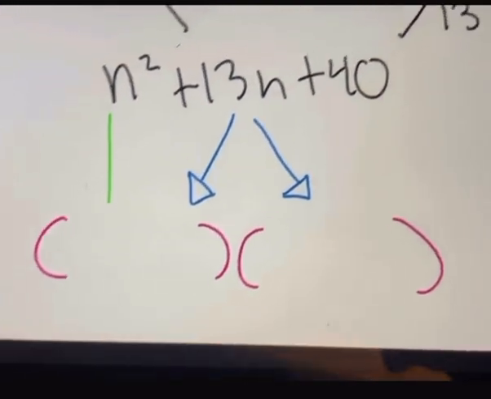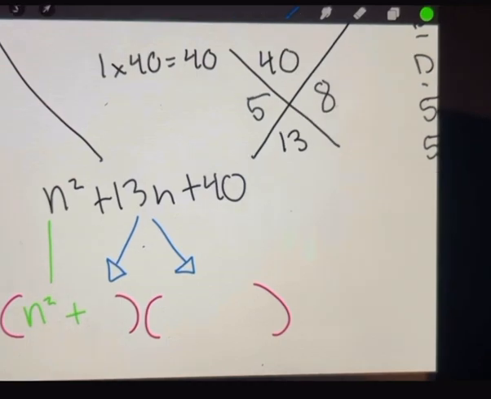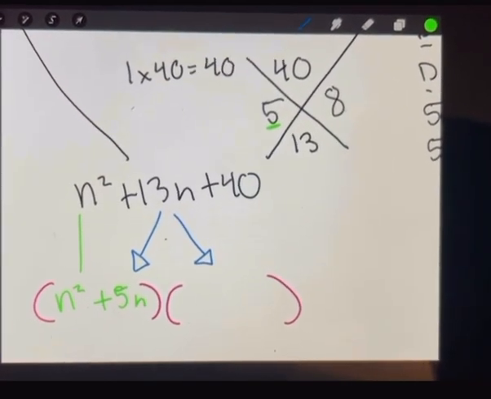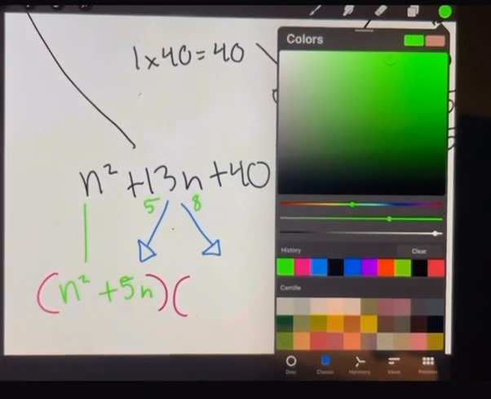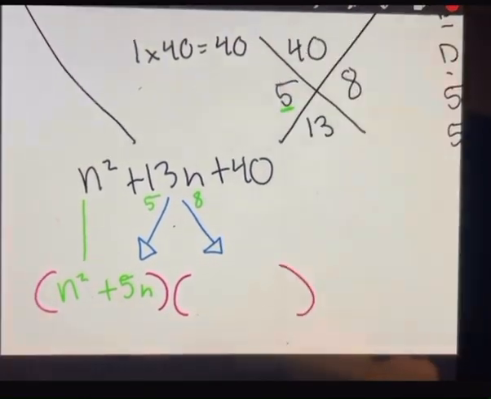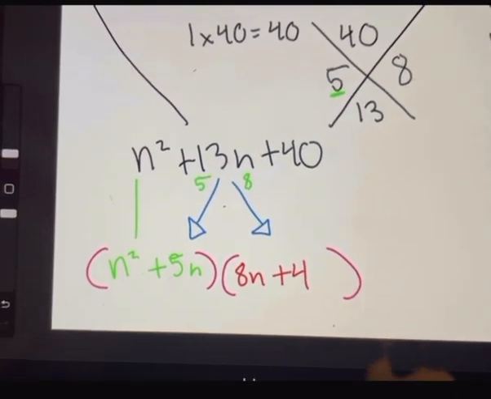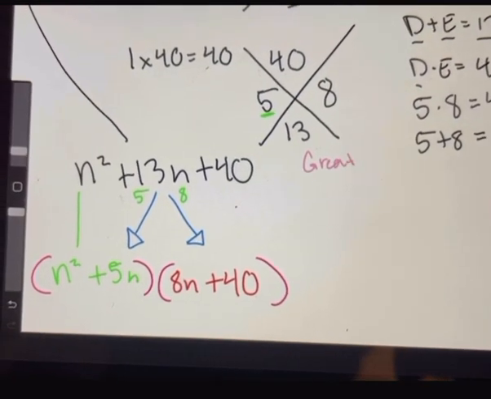Then I will bring down my first term into the first parentheses, n squared, and then I will bring down my 5 because that is the first broken piece of 13, 5n. 5 will go there, and 8 will go over here. So 8n will now be placed as the first term in the second binomial, then doing the same thing and bringing down the 40.